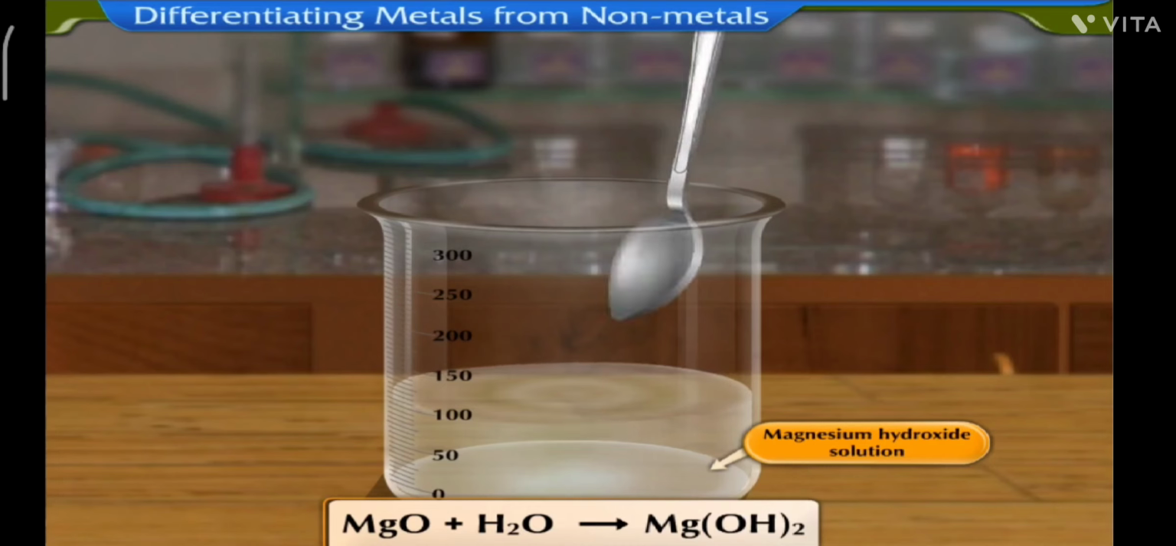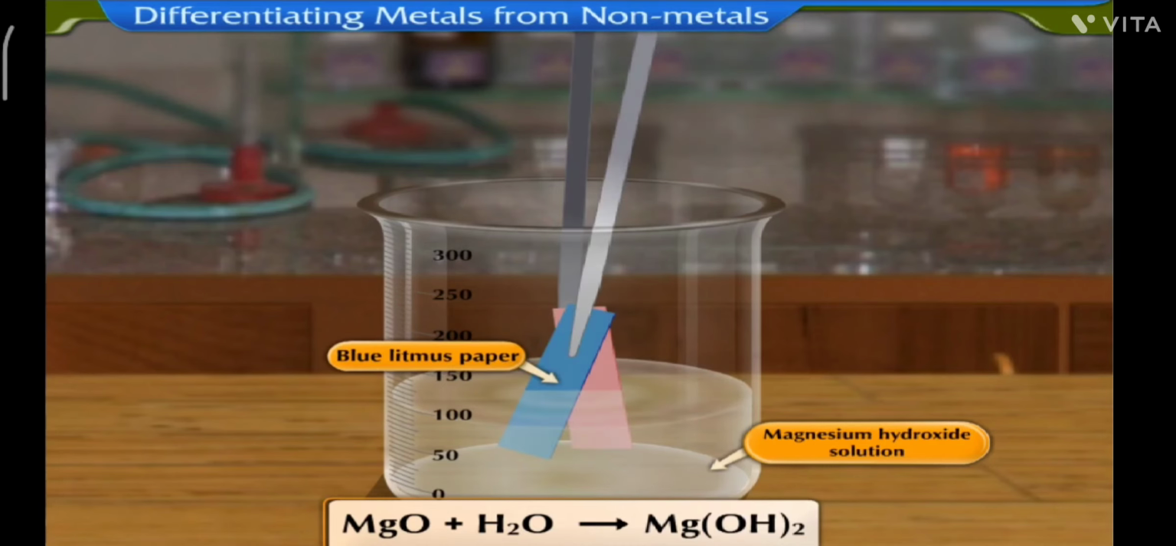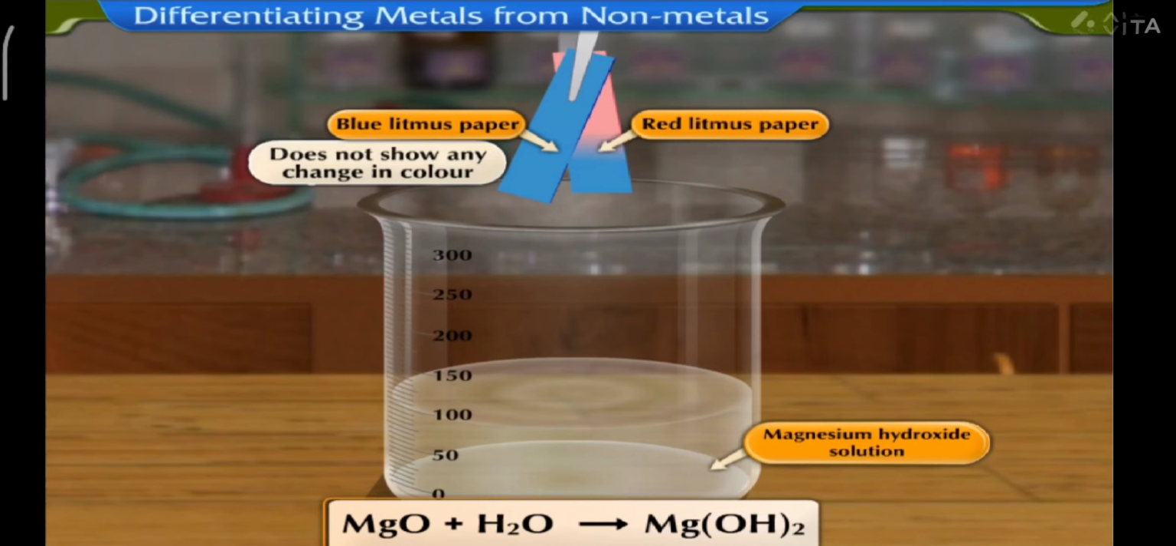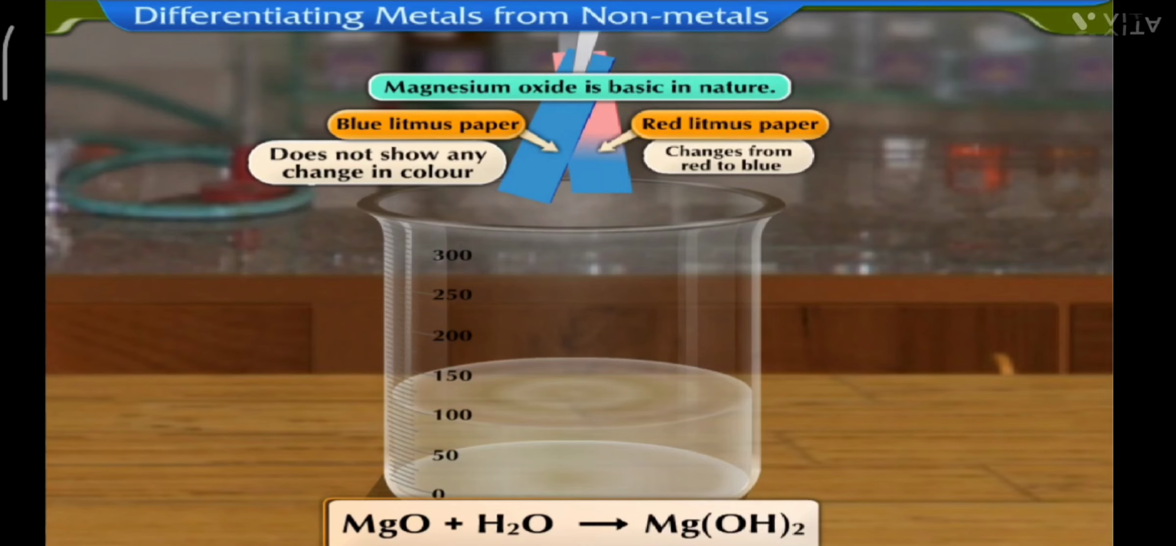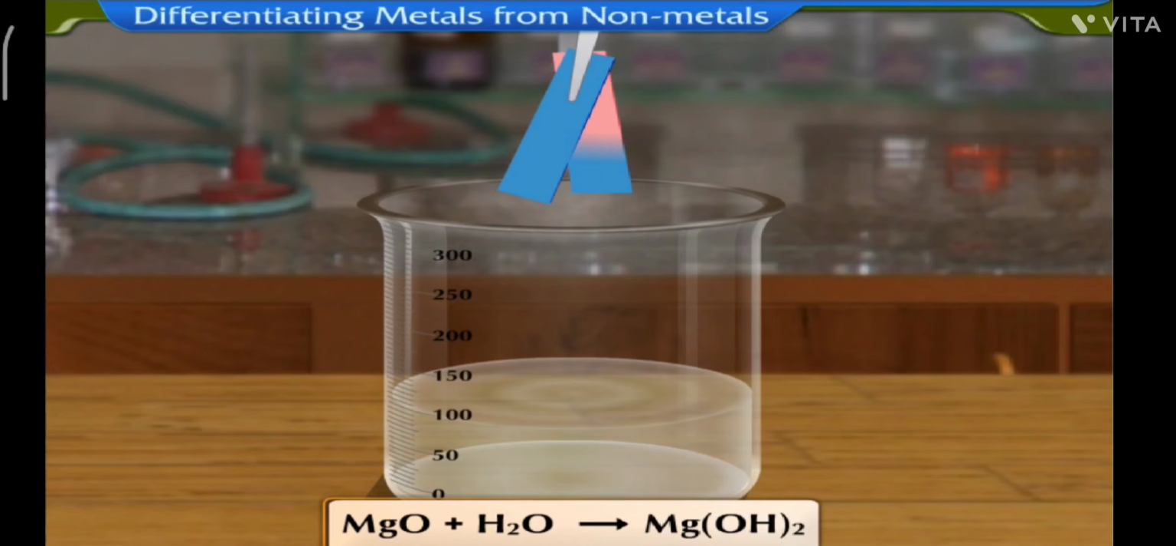Magnesium oxide dissolves partially in water to form magnesium hydroxide solution. If a blue litmus paper and a red litmus paper are dipped in a solution of magnesium hydroxide, the blue litmus paper does not show any change in color, but the red litmus paper changes from red to blue. This shows that magnesium oxide is basic in nature. Most of the metal oxides are basic in nature.